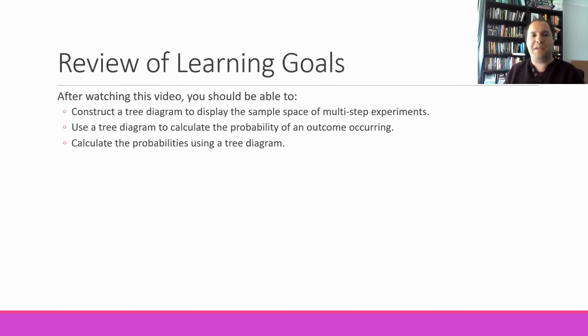Right, so after watching this video, you should be able to construct tree diagrams to display the sample space of multi-step events, use that tree diagram to calculate the probability of an outcome occurring, and then use the tree diagram as a whole to calculate probabilities.